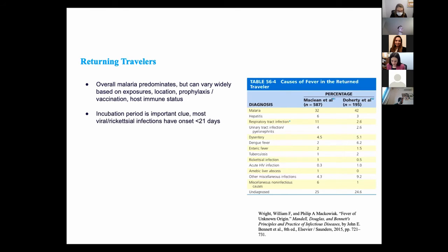The incubation period is a good clue. So most viral and rickettsial infections will occur within 21 days. So if you have a late onset, things like dengue fever and other tick-borne infections are not really going to present that late out. If someone has a fever 30 days after they return, it's unlikely to be that or malaria.